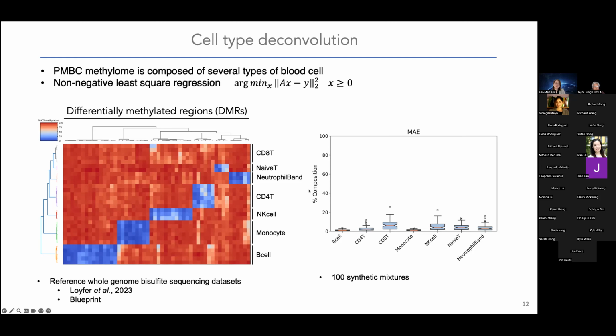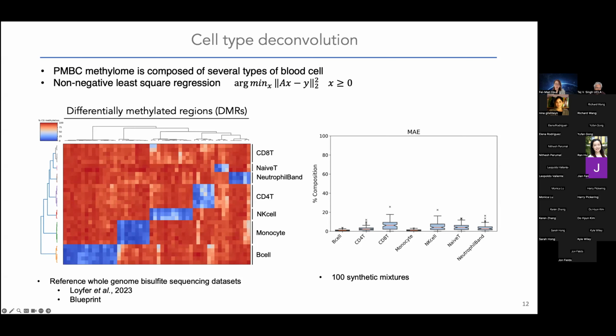With the data from these reference cell types, we do one-versus-all comparisons to isolate specific DNA methylation signatures, as shown up here. You can see on the x-axis these are the differentially methylated regions for each cell type. With these signatures, we can put them into the model and estimate the coefficients for our final PBMC methylomes.